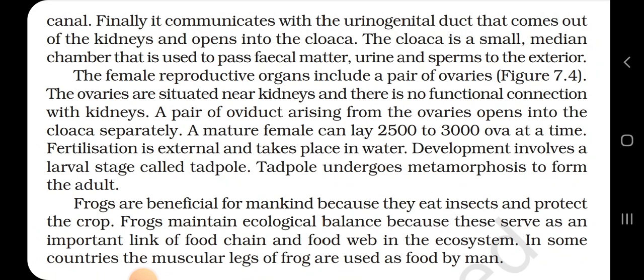The female reproductive organs include a pair of ovaries, figure 7.4. The ovaries are situated near the kidneys and there is no functional connection with the kidneys. A pair of oviducts arising from the ovaries opens into the cloaca separately. A mature female can lay 2500 to 3000 ova at a time. Fertilization is external and takes place in water. Development involves a larval stage called tadpole. The tadpole undergoes metamorphosis to form an adult.